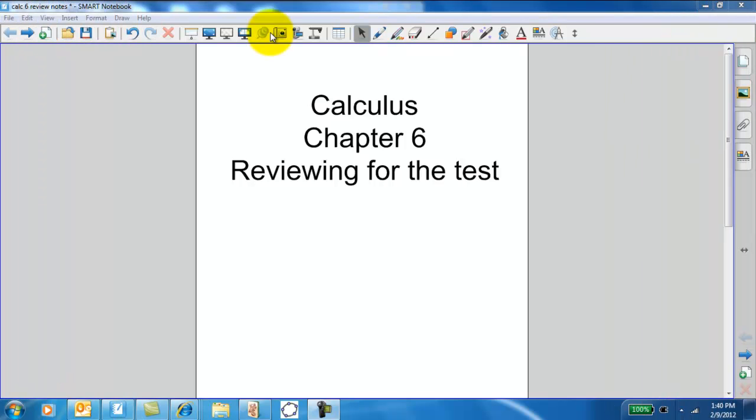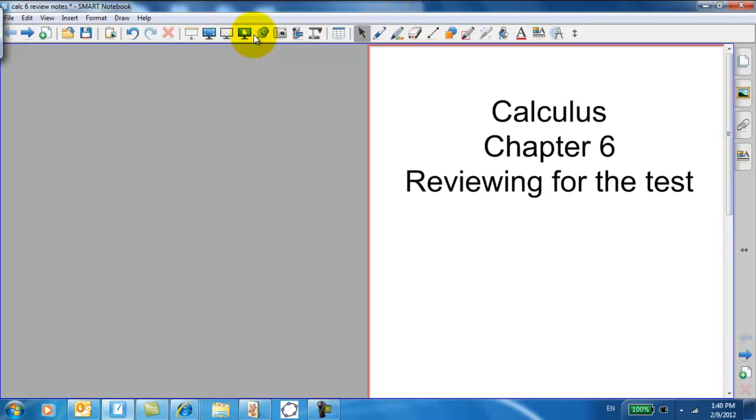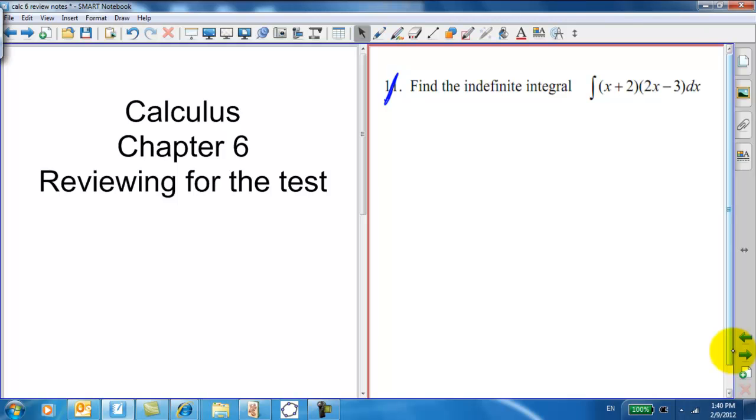Hello, calculus students. Here we are reviewing for the Chapter 6 test. You can use your calculator to help check work, but mainly, this is a test that you're going to do by hand. Find the indefinite integral of this.